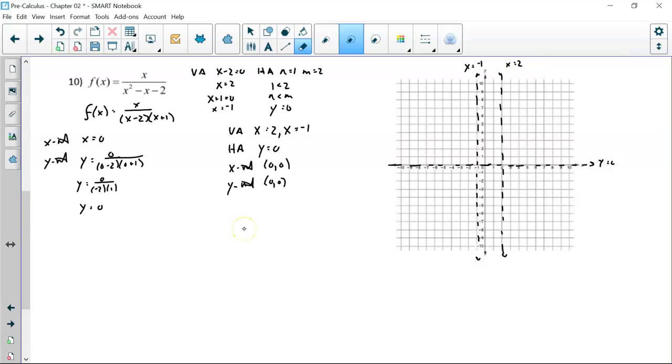Now let's make a table of values. Calculator's going to do all the hard work for us. Negative 3, negative 2, skip negative 1 because there's an asymptote, 0, 1, and then go to 3 and 4. So looking at the values, you get a negative 0.3, negative 0.5, 0, 0, 1, you get a negative 0.5, a 0.75, and a 0.4.